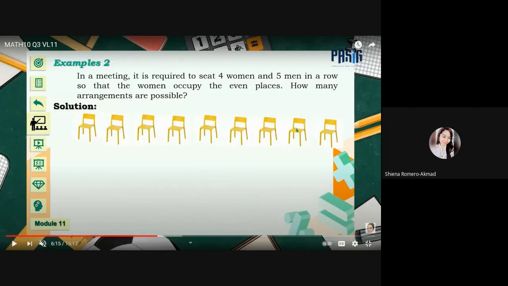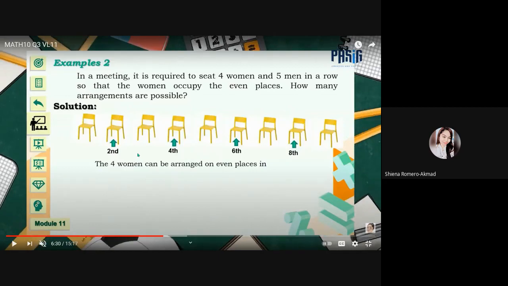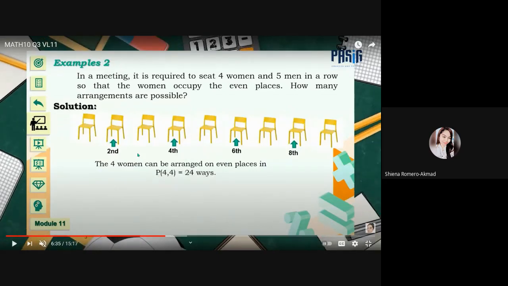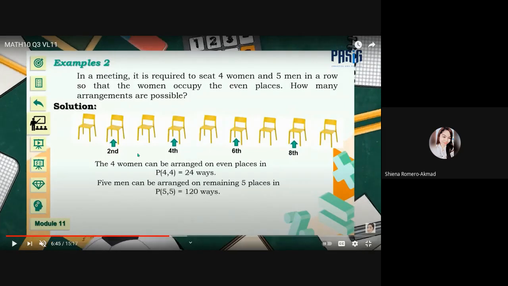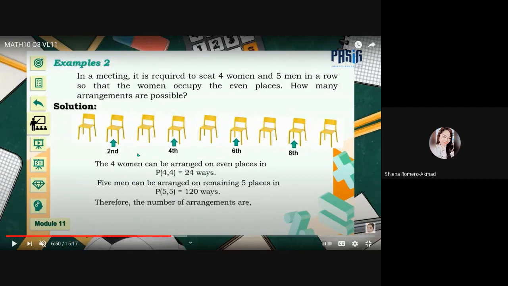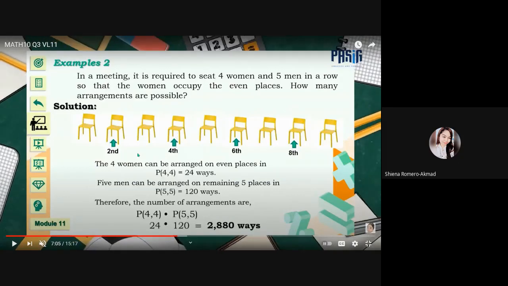Okay, that's 4 factorial. How about the men? The men will sit in the odd places. We'll have 5 times 4 times 3 times 2 times 1, or simply 5 factorial, or permutation of 5 taken 5 at a time. Okay? So the permutation of 4 taken 4 is 24 ways, while for the men, the permutation of 5 taken 5 is 120 ways, and you have to multiply them. If you multiply them, we'll have 2,880 ways.